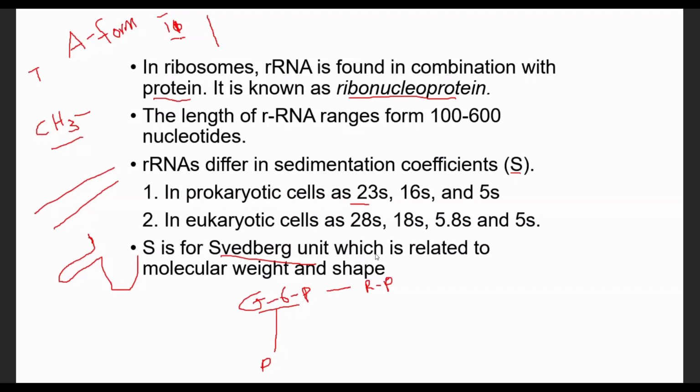The Z form DNA is less stable and it contains a different number per one helical turn. This one is very important.